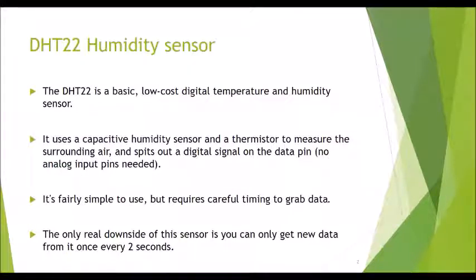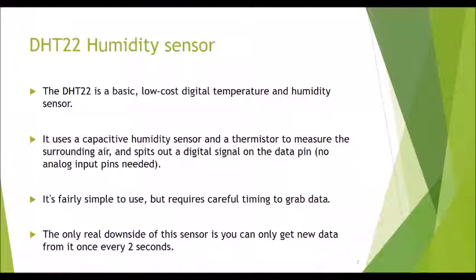DHT22 humidity sensor. The DHT22 humidity sensor can not only measure humidity but also temperature. In this project, I have used it only as a humidity sensor. Next, it uses a capacitive humidity sensor internally and a thermistor to measure the surrounding air and outputs a digital signal on the data pin, which means that no analog input pins are needed. It is fairly simple to use but requires careful timing to fetch data.